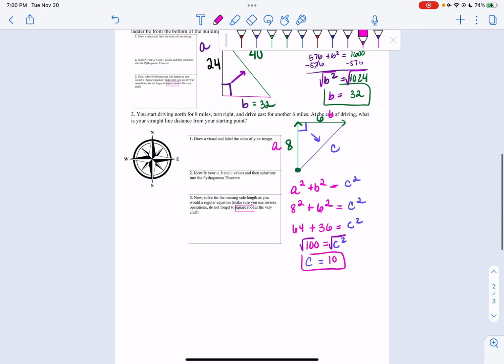And that's my final answer. So basically, I am 10 miles from my start point.